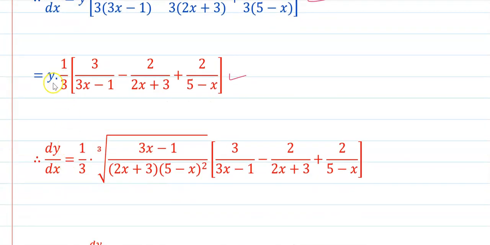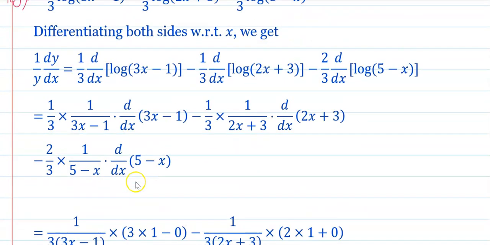Now next substitute the value of y. What is y? Y is the cubic root of 3x minus 1 upon 2x plus 3 into 5 minus x bracket square, into this term as it is, that is 1 by 3, and in square bracket 3 upon 3x minus 1 minus 2 upon 2x plus 3 plus 2 upon 5 minus x, in this way. Okay, again you can look at it.